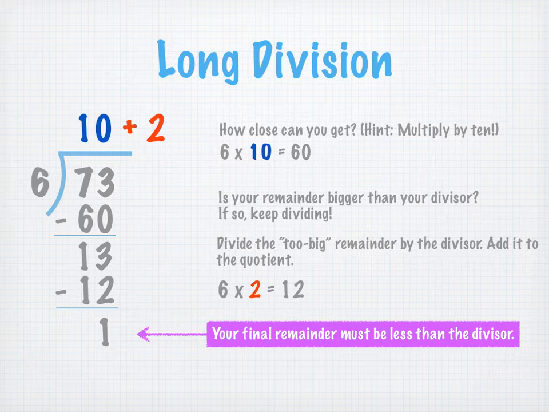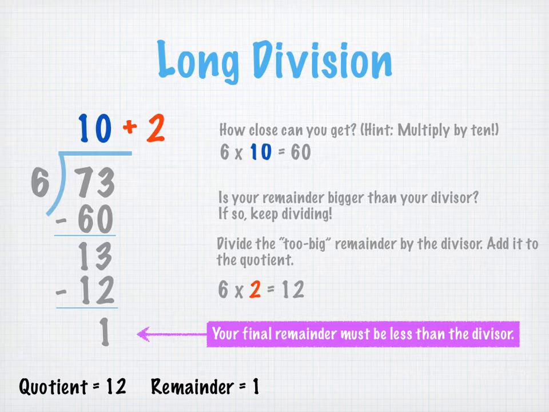So we're done here. Our quotient is 12. Our 10 plus our 2, which is 12. And our remainder is 1. So as you go through your handout, make sure that whatever you have on top of the house, that's your quotient. Make sure you add those two numbers together if it turns out that you had more than one thing on top of the house.